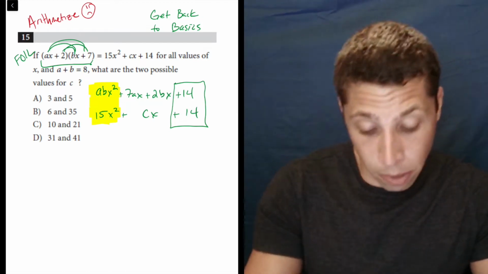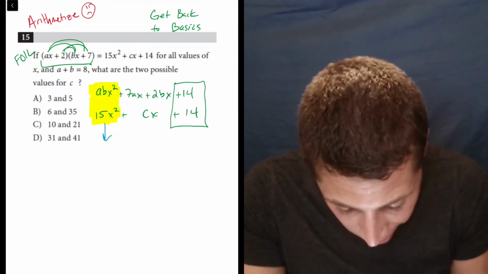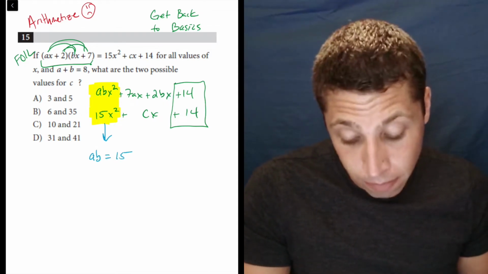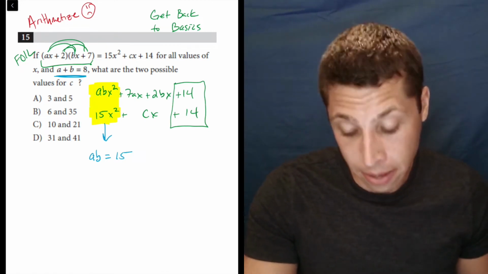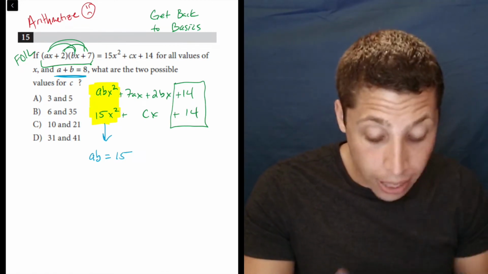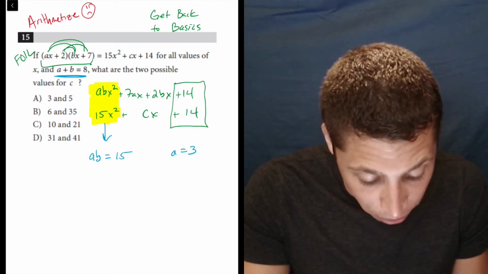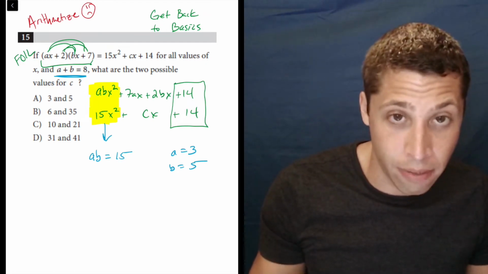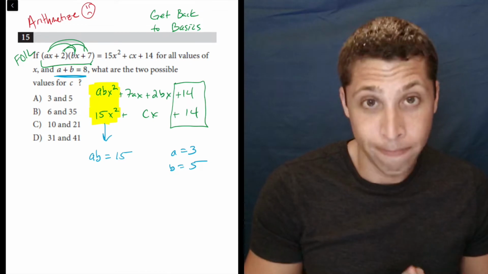Because now what I want to do is basically turn this into an equation and say, okay, well, a times b has to be 15. And I also knew from the question that a plus b has to equal 8. And so, okay, I can now reason pretty confidently that a has to be 3 and b has to be 5, right? Because 3 times 5 is 15 and 3 plus 5 is 8.